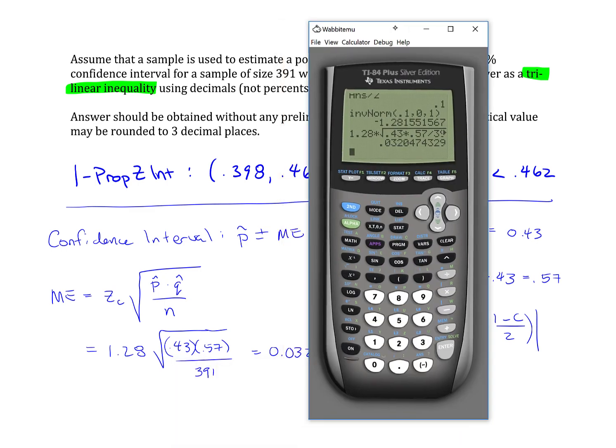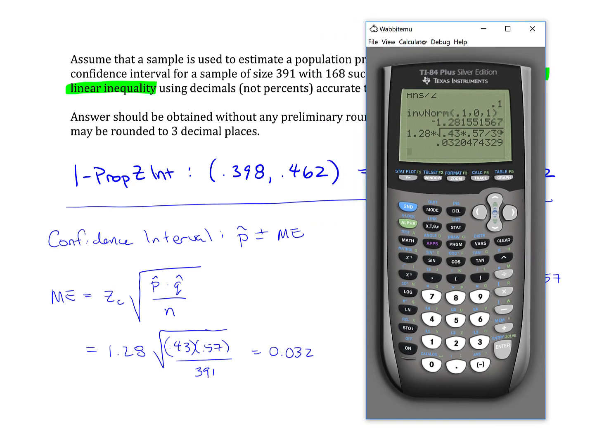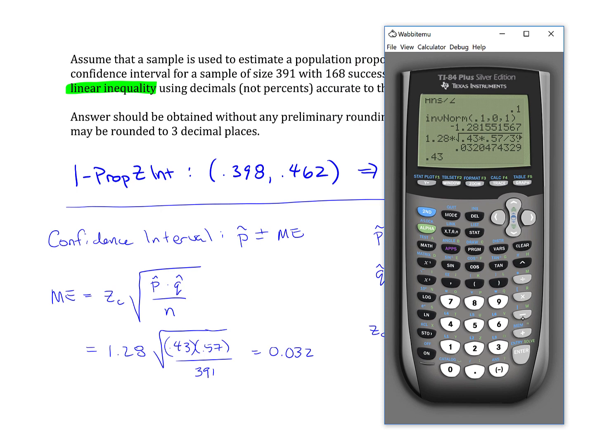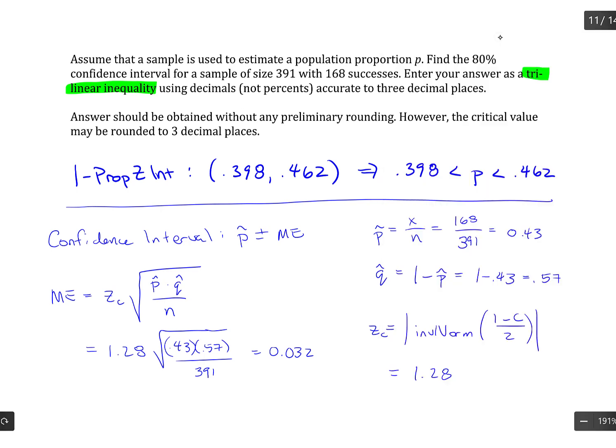Now, if I take my point estimate, p hat, what was that? That was 0.43. If I subtract 0.032 from that, I get 0.398, the lower endpoint of my confidence interval. And if I take 0.43 plus 0.032, that gives me the upper endpoint of my confidence interval. So either way, you will arrive at this confidence interval here, but just make sure you answer in the correct form.